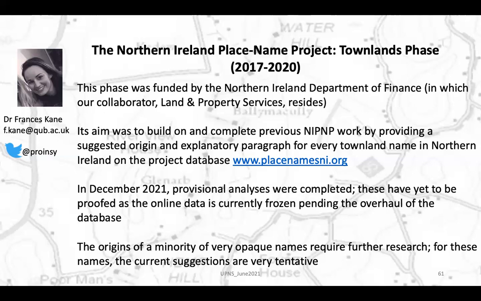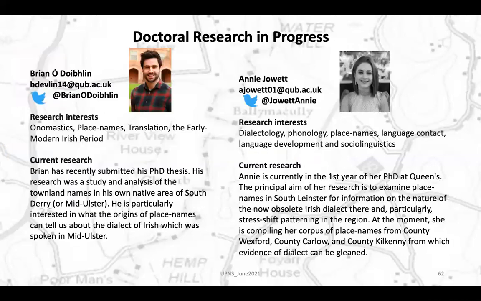So like I said, my role was to provide a suggested origin and explanatory paragraph for every townland name. But I think, as nearly every speaker has mentioned tonight, figuring out the origins of names can be complicated at times, and also what Pat said, we're coming across new evidence as we go along that makes us want to go back and reconsider names. So not only is it always an ongoing research process, some of the suggestions are very tentative and are only suggested origins. They're not concrete just yet.